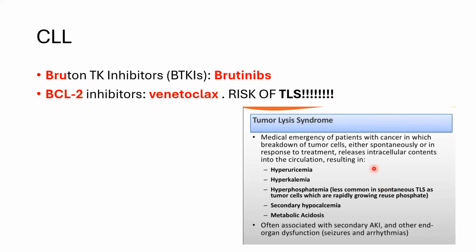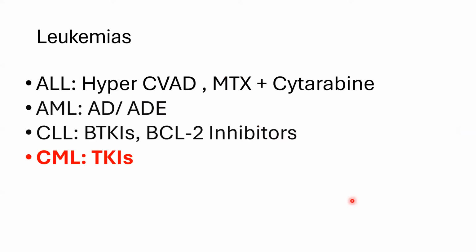It's how it happens. It's because the cancer cells or the tumor cells, they're all lysing, they're all bursting. Okay, so a lot of this toxic content inside those tumor cells is released into the bloodstream. How does it present? Everything is high except for calcium, and acidosis. How do you manage the patient? IV hydration is number one, and allopurinol. Okay, so this is what you keep in mind.